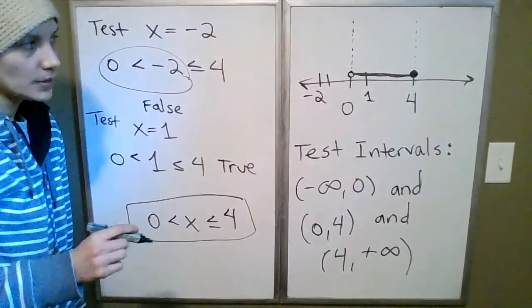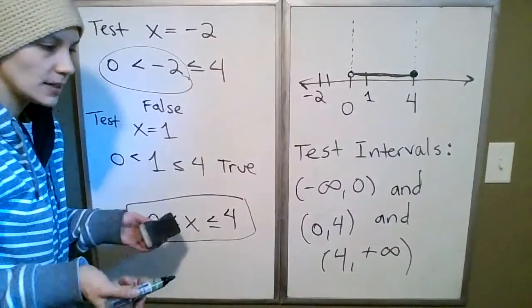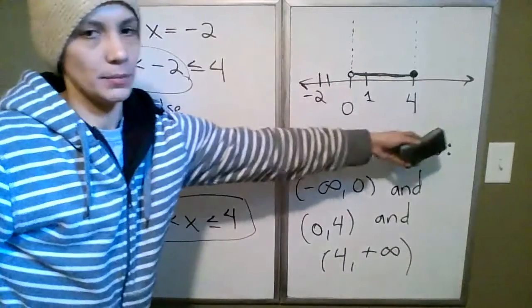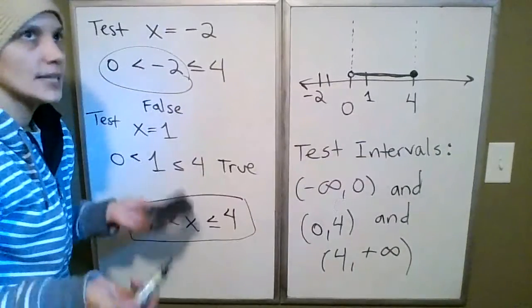And then pick a number that's greater than 4. It can be any number as long as it meets that requirement of being greater than 4. Let's try 7.